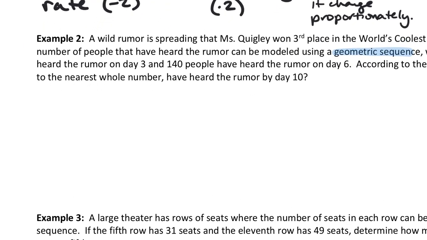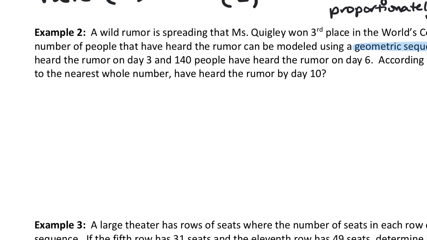So here's what I want us to do. We're going to need to use the information they gave us to create 2 coordinate points so that we can plug it into the formula. So if we read this question again, it says 43 people had heard the rumor on day 3. That means that we would say g of 3, or g sub 3, is equal to 43, because 43 people had heard the rumor on day 3. What would the coordinate point look like for the 140 people who have heard the rumor on day 6? Very good. g sub 6 equal to 140. Input value of 6, output value of 140.